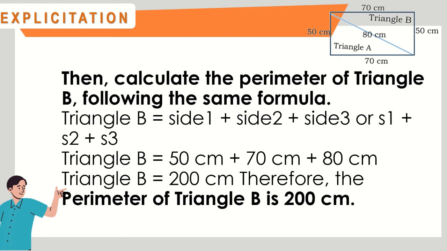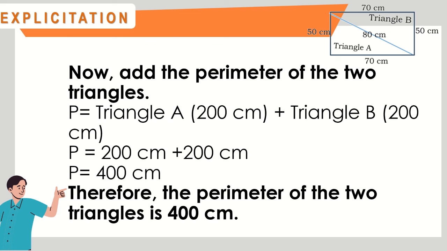Then, calculate the perimeter of triangle B following the same formula. Triangle B is equal to side 1 plus side 2 plus side 3, or S1 plus S2 plus S3. Triangle B, 50 cm plus 70 cm plus 80 cm. Triangle B is equal to 200 cm. Therefore, the perimeter of triangle B is 200 cm.